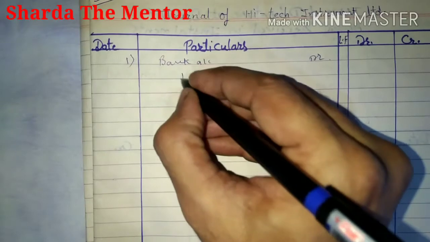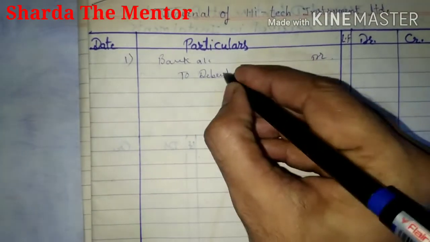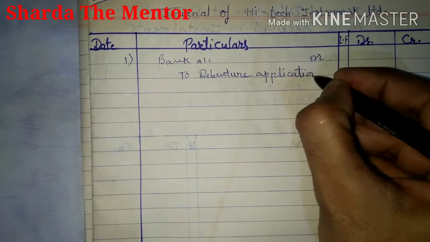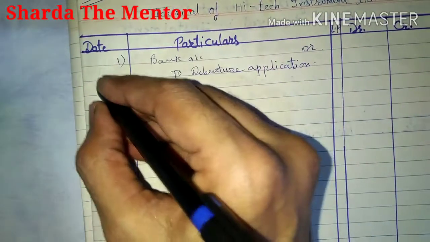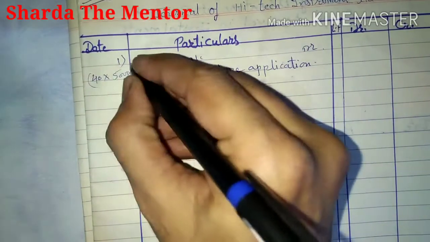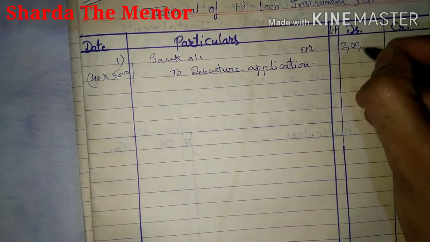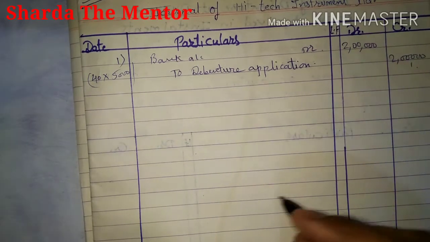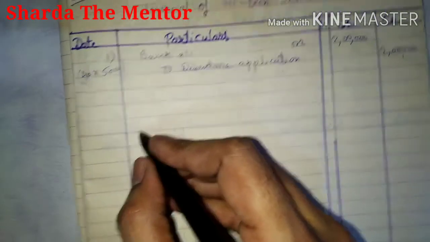debit to debenture application, as it is explained that 40 rupees, so 40 into 5,000, so the total amount will be 2 lakh. I am not mentioning the narration here, you can easily find it in the books.